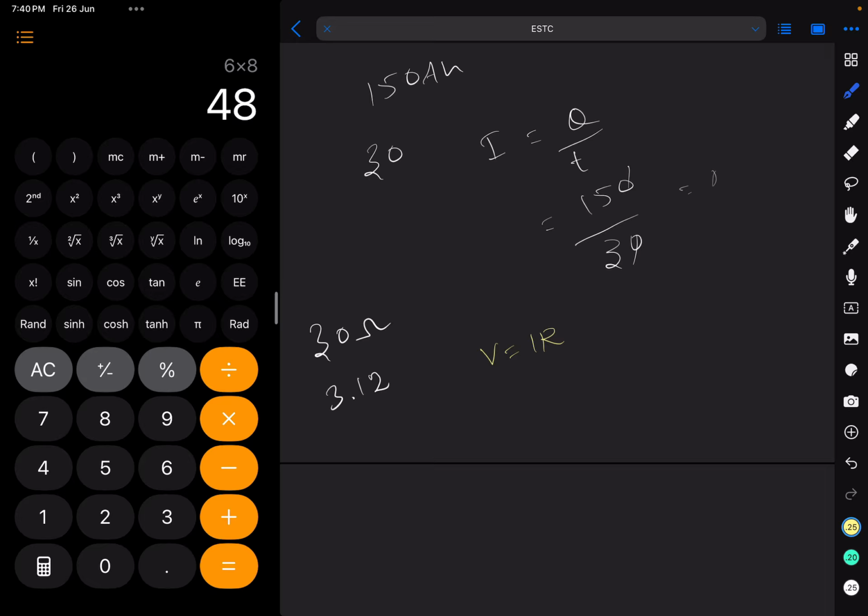Okay, so an electric kettle has a resistance of 30 ohms. Cherry, how many days will it... Ampere. V is equal to IR. Okay, so V is equal to... Why am I calculating this?